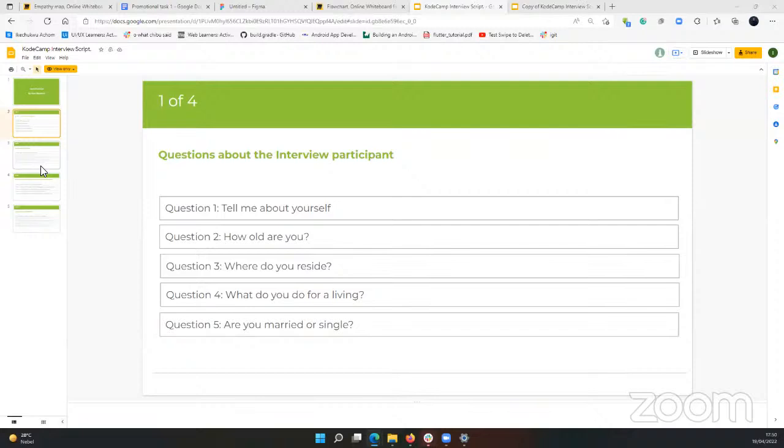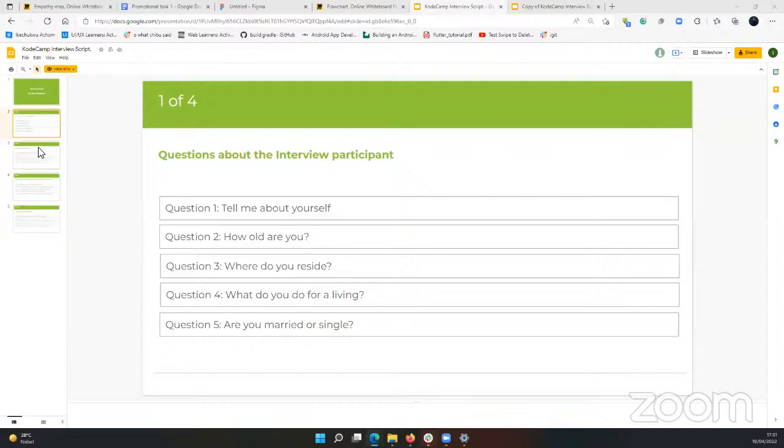It should be targeted at getting particular information that is relevant to what you want to know. So you can see questions like, how old are you? Where do you reside? What do you do for a living? Are you married or single? So these are questions about the interview participant, to get to know more about the participant. It could also help in your analysis.